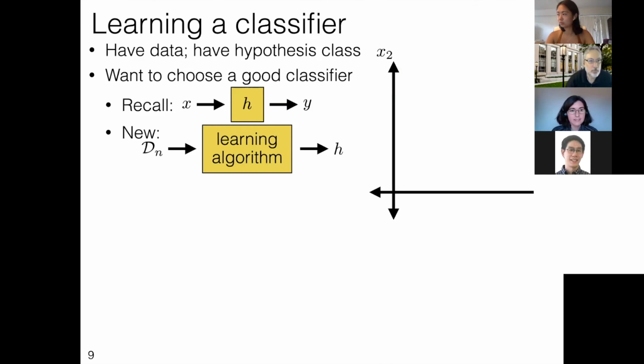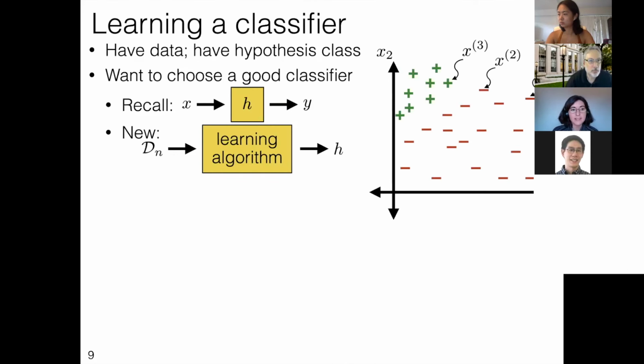And so for instance, what might that look like? Well, maybe this is my data. I put that as an input to my learning algorithm, and I'm going to get out a classifier, and maybe this is the classifier I get. And if I got out this classifier, I might be pretty happy. It looks like a pretty good classifier.